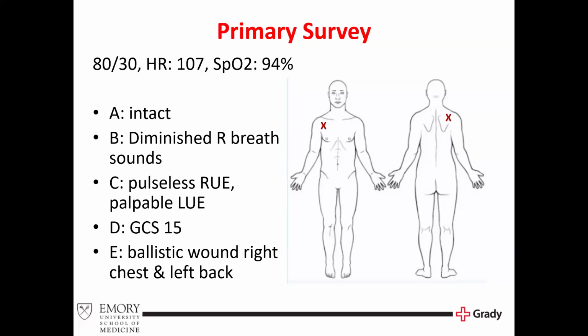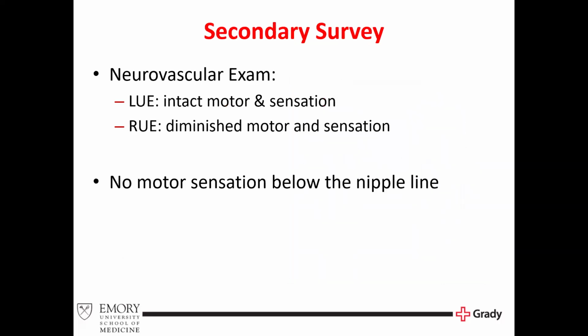In our trauma bay, we gave him 2 more units of whole blood, and his blood pressure improved to 130s over 60. His neurovascular secondary survey was significant for his left upper extremity having intact motor and sensation. In his right upper extremity, he had diminished motor and sensation, and then he had no motor or sensation below the nipple line.